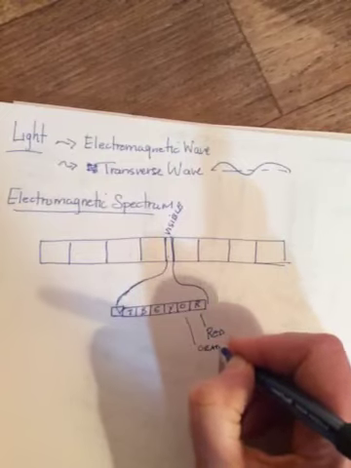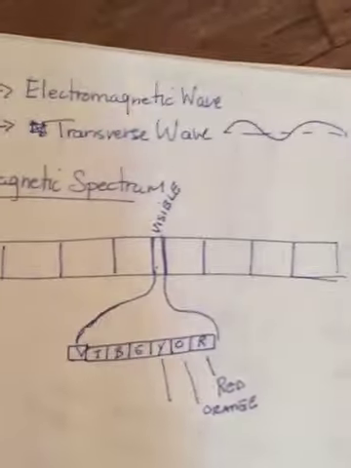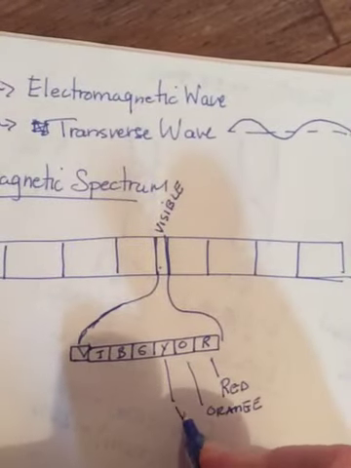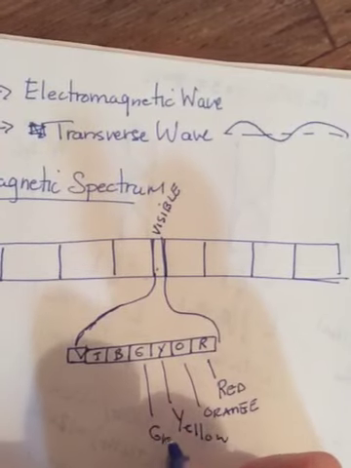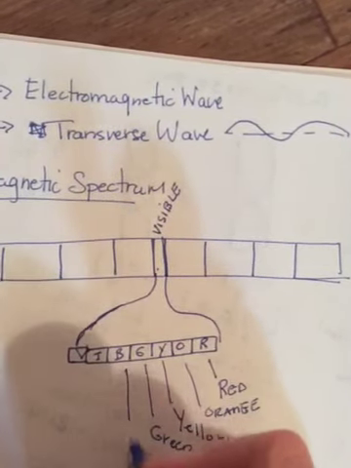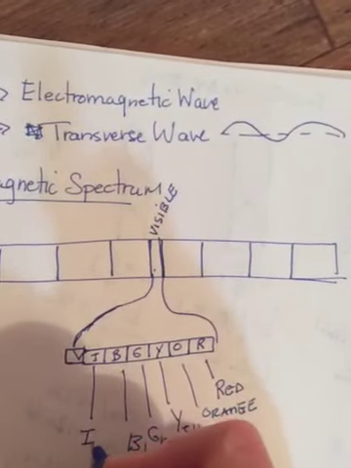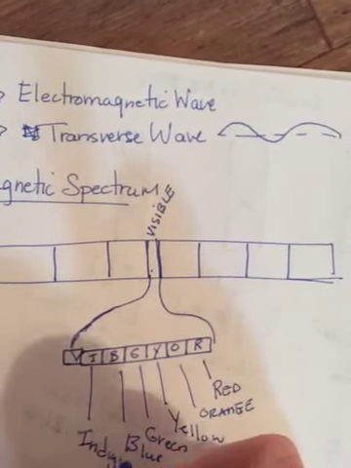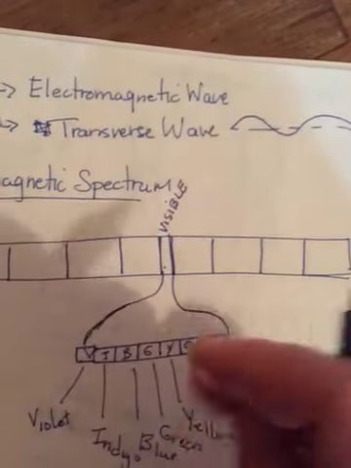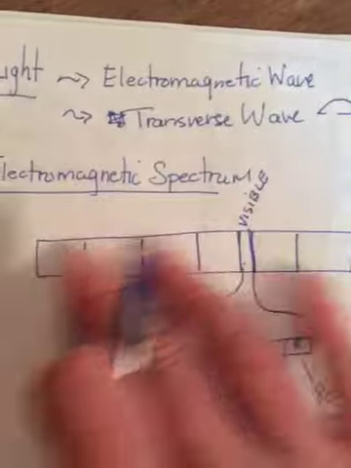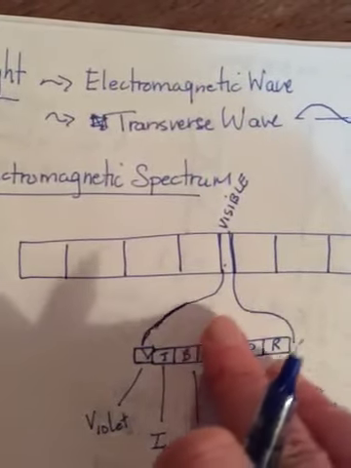And if you don't, then that's red, orange, yellow, green, blue, indigo, and violet. So the colors of the rainbow. Okay, make up a tiny little part of the whole electromagnetic spectrum. This is visible light.